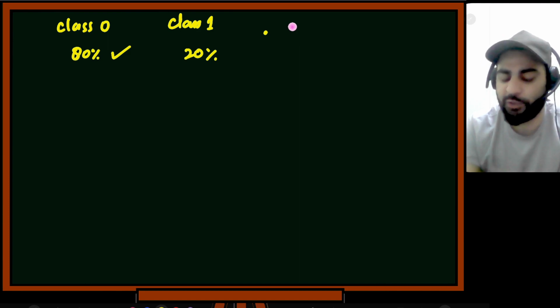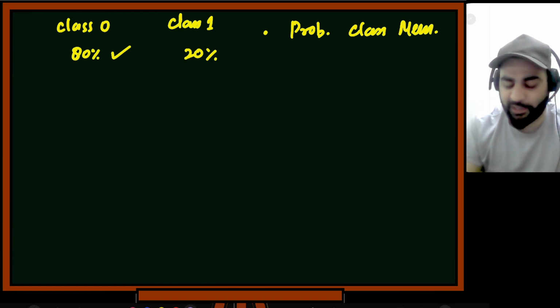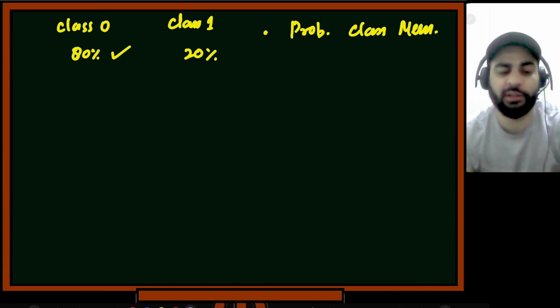We can use probabilistic class membership. Why does a particular example or instance belong to a class? There we can use these probabilistic models.